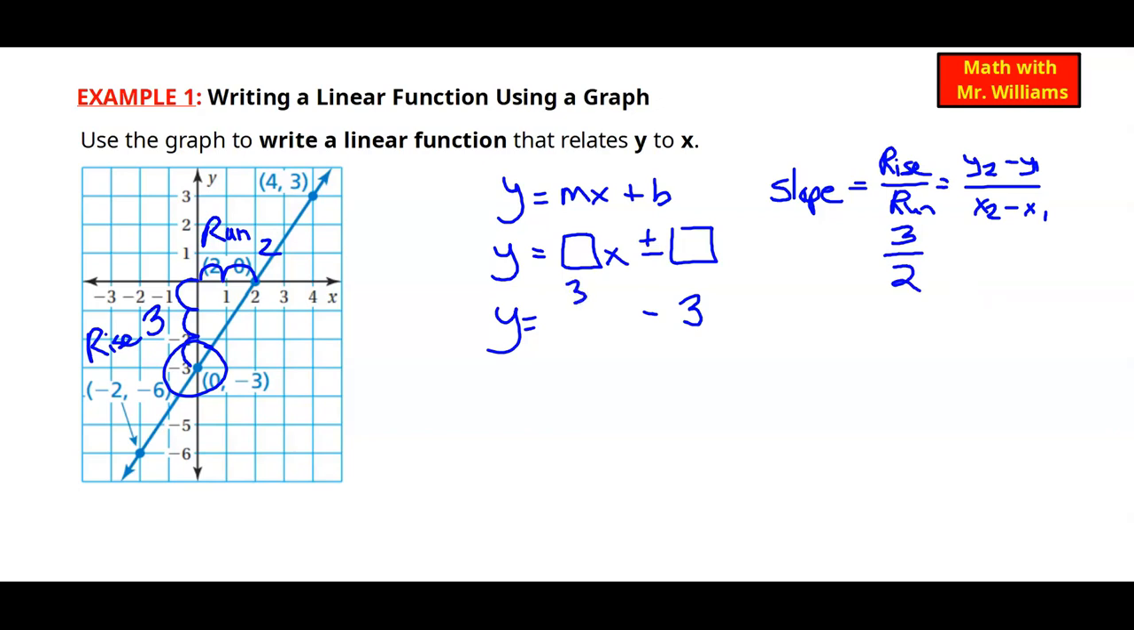So we're going to come back and put 3 over 2 where the box was, bring down our variable x, and now we are done. We've completed our linear function.